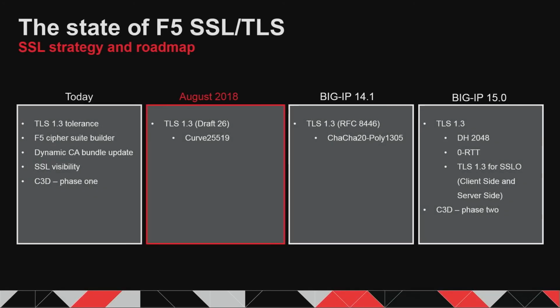And I should say, though, in 14.0, even though it's based on draft 26, the curve 25519 is in there and is supported. So if you want to start using that, it's actually not directly tied to TLS 1.3. If you're not familiar, globally we get a lot of requests for that curve because it's not Suite B, it's not NSA. There's a perception that it's a bit more trusted. It's actually more performant.